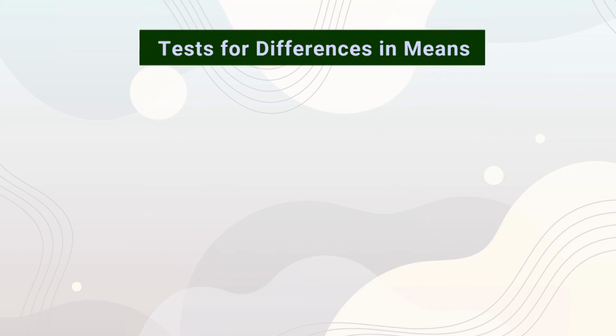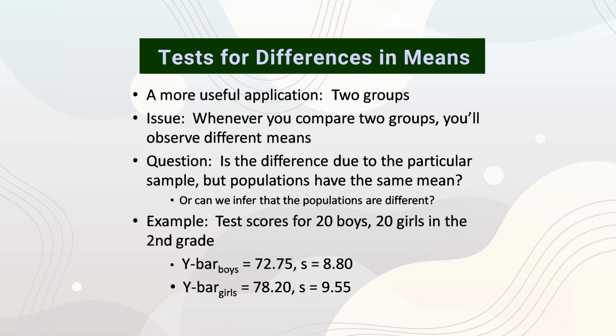Now, test for difference in means, a more useful application, two groups. Whenever you compare two groups, you will observe different means. Is the difference due to the particular sample while the populations have the same mean, or can we infer the populations are different? This is the way we are going to complete this particular session. One tail or two tail is very important because its application is not only in the t test or z test; all the tests make use of these things.